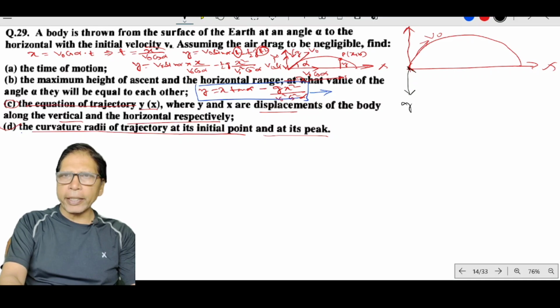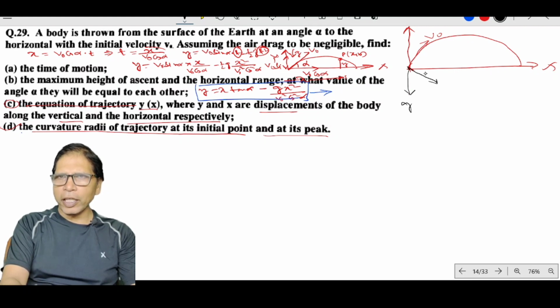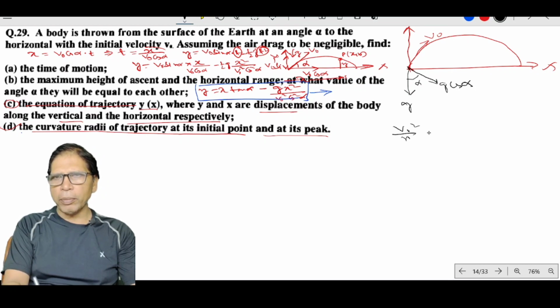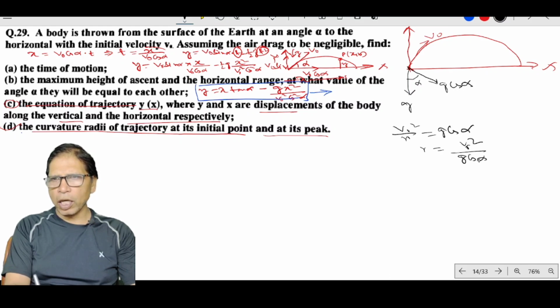So, the component of acceleration along this direction. Look at this, this is alpha, this is 90 minus alpha, so this is also alpha. So the component of acceleration is g cos alpha. Therefore, look at this, the normal acceleration is V naught square by the radius of curvature, and this equals g cos alpha. Therefore, the radius of curvature equals V naught square by g cos alpha.